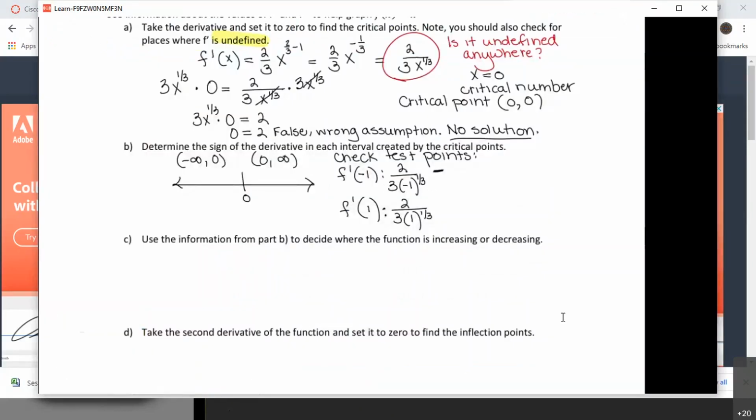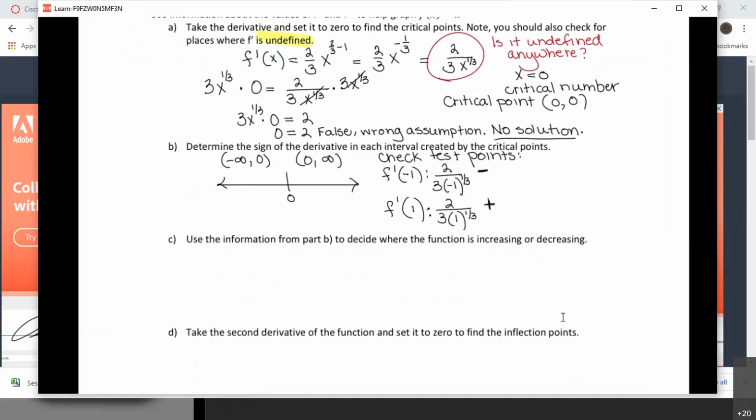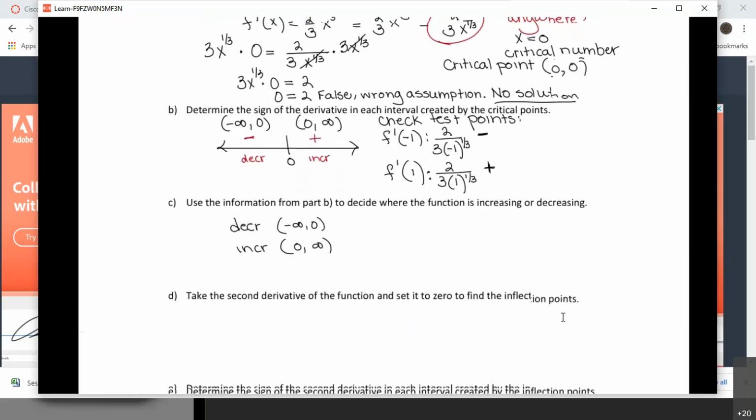All right, so I know it's positive here. Okay, so I have a negative on this interval, positive on this interval. So I know the function's decreasing here, increasing here. And again, if I just want to say decreasing, -infinity to 0, increasing 0 to infinity. So I know the function's dropping as it comes towards the origin and then increases away from it.